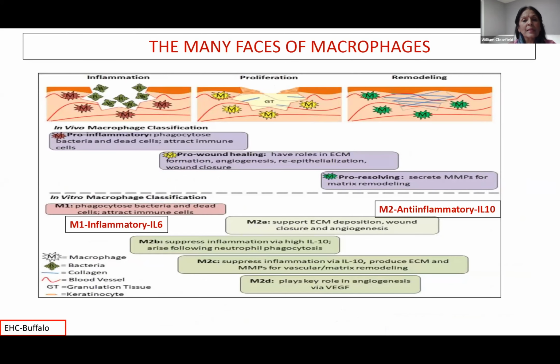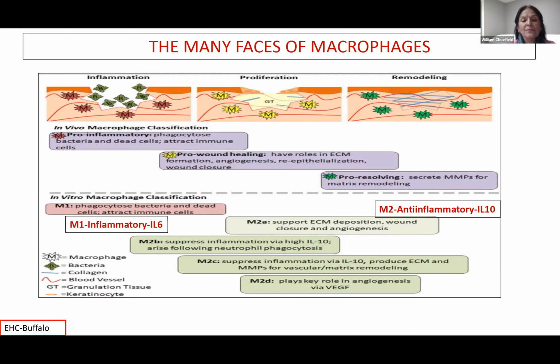Now, let's look at the macrophages. It is the soul of the immune system, and this is where the immune system starts responding to the incitants. There are 2 different kinds of macrophages, M1, which are called inflammatory macrophages, responding to IL-6, and M2, anti-inflammatory, responding to IL-10. M1 are responsible for inflammation.